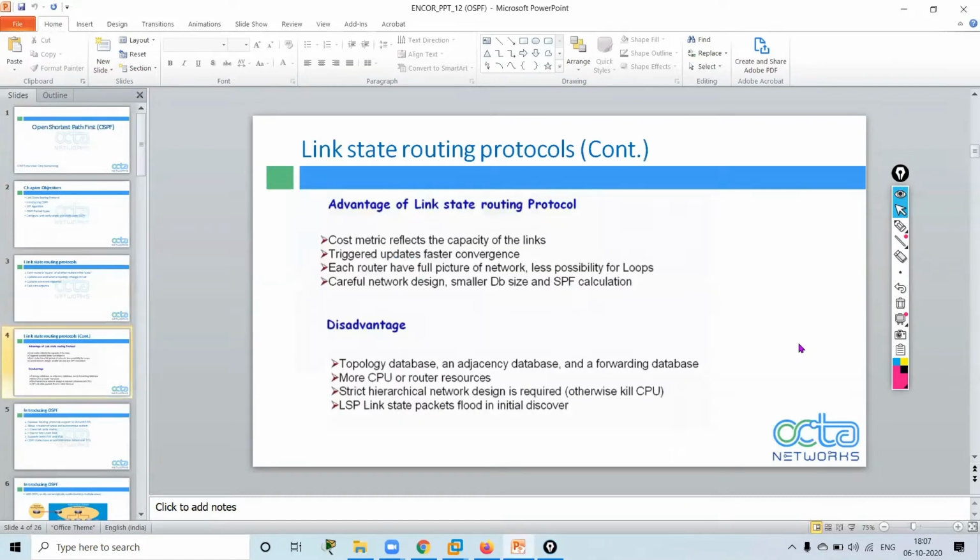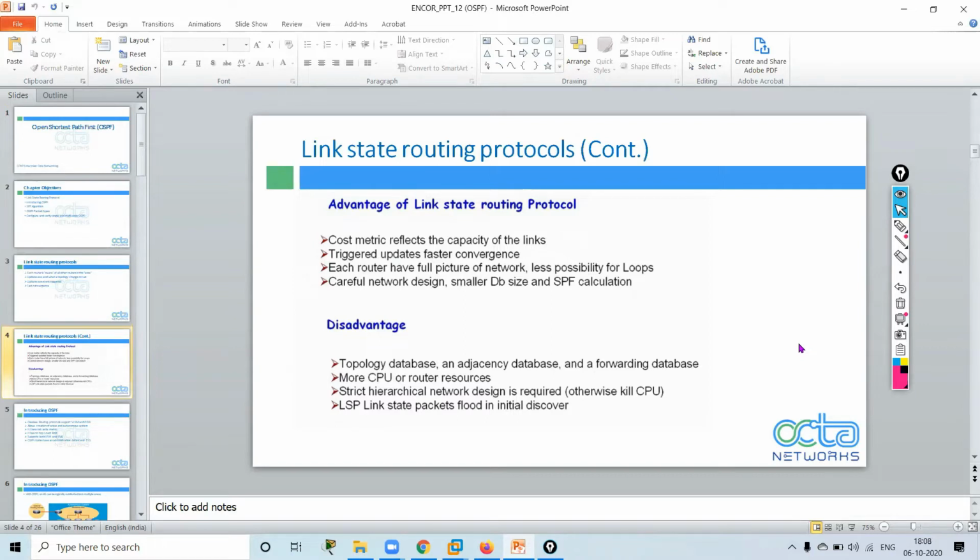Now, advantages of link state routing protocol. Cost metric reflects the capacity of the link. Triggered updates make the convergence faster. When any changes happen and the router gets an update, then the router will converge faster. Each router has a full picture of the network, so there is less possibility of loops. Each router will know about the overall network.